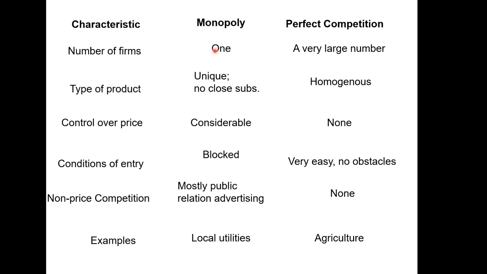So monopoly is one firm. It's not a homogeneous good. It's unique. No close substitutes. Why it's a monopoly: considerable control over the price. Not complete, but considerable. Right? They are still restricted by what consumers are willing to pay. It is a difficult, if not impossible, market to enter.